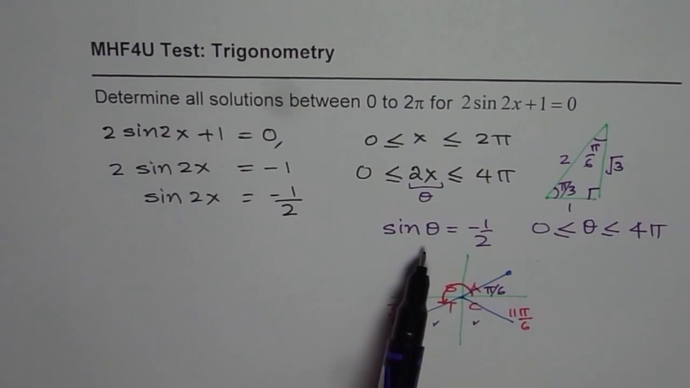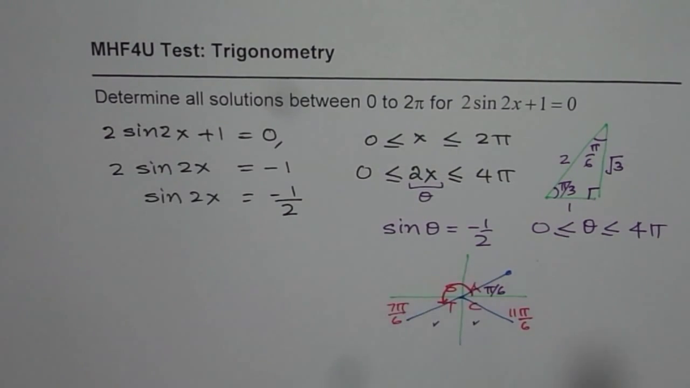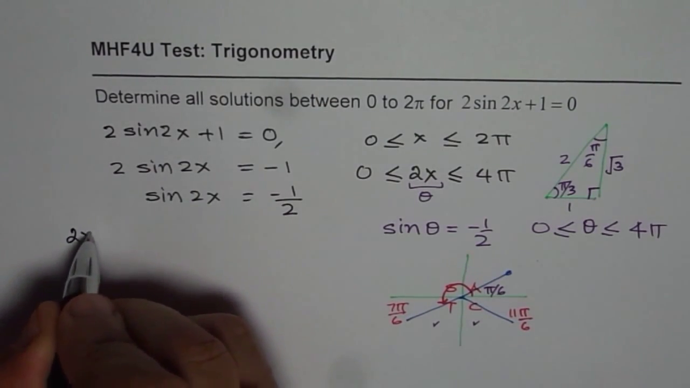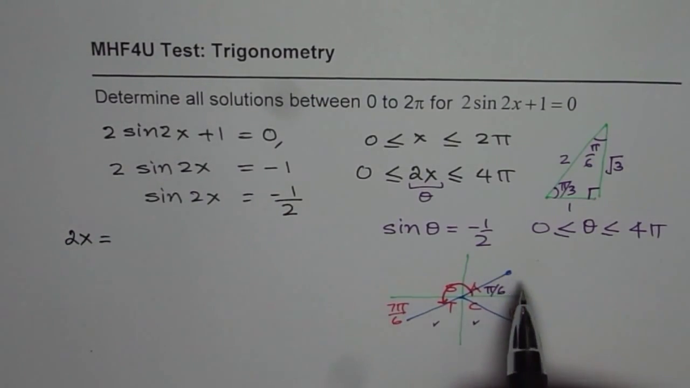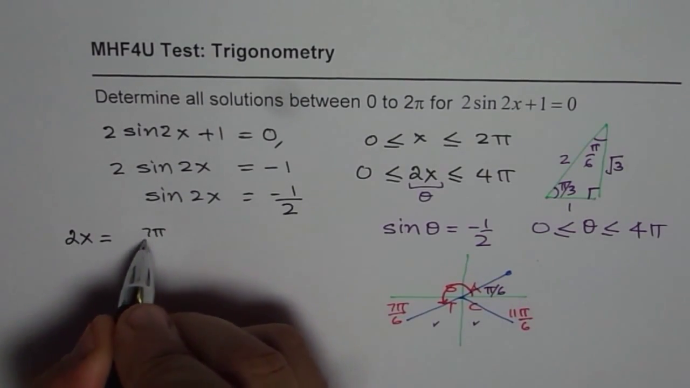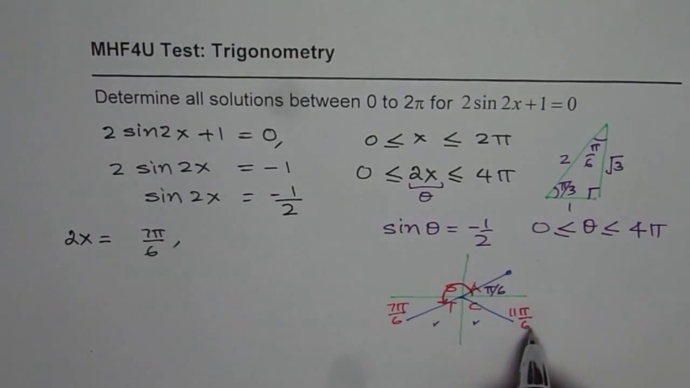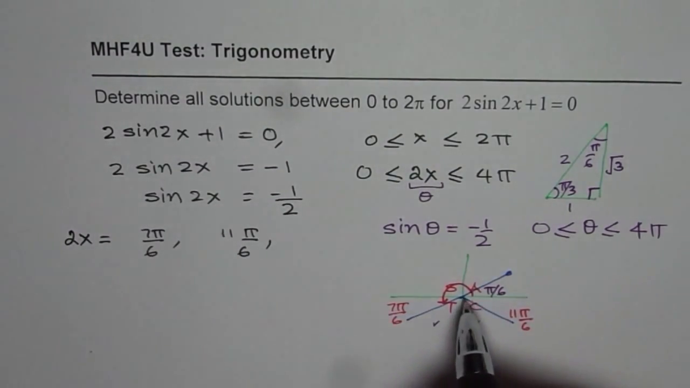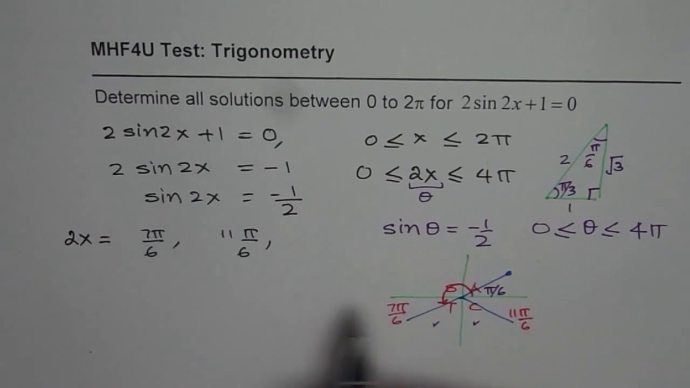So now let me write down. I've told you the concept. So the solutions for us are 2x is equal to, so the related acute angle is pi by 6. So it is 7 pi by 6, or it is 11 pi by 6, or we have to go add 2 pi to these, correct? So when you add 2 pi to these, then what happens?